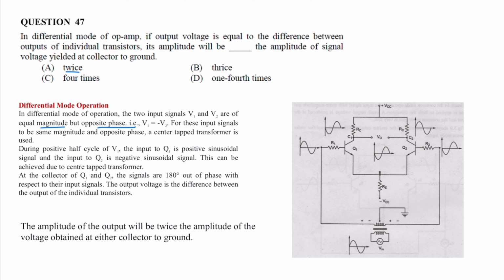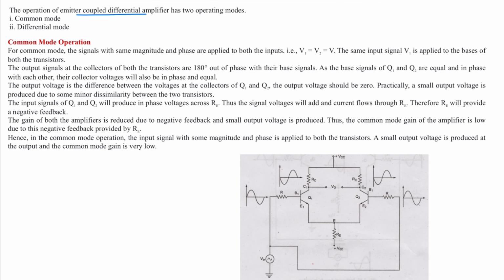During positive half cycle of V1, the input to Q1 is positive sinusoidal and the input to Q2 is negative sinusoidal, thus achieved due to center tap transformer. On the collectors of Q1 and Q2, signals are 180 degrees out of phase with respect to their input signals. The output voltage is the difference between the outputs of individual transistors. In common mode, an input signal with same magnitude and same phase is applied to both transistors. A small output voltage is produced and the common mode gain is very low.